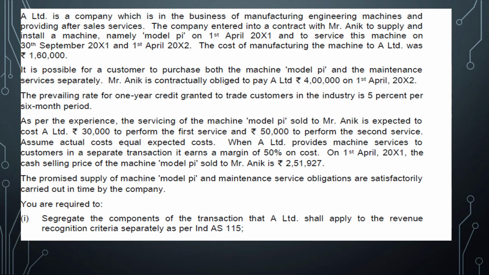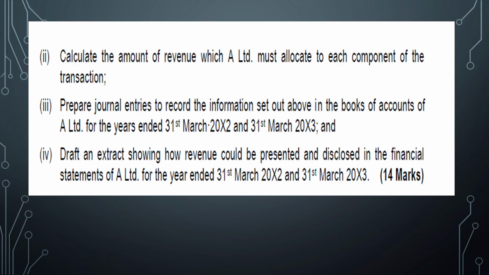The promised supply of machine Model P and maintenance services are satisfactorily carried out in time by the company. You are required to segregate the components of the transaction that A Limited shall apply the revenue criteria to separately as per IND AS 115, and compute the amount of revenue which A must allocate to each component of the transaction. Prepare the journal entries to record the above in the books of A Limited for the years 2022 and 2023, and draft an extract showing how the revenue should be presented and disclosed in the financial statements of A Limited for the 2 years respectively.